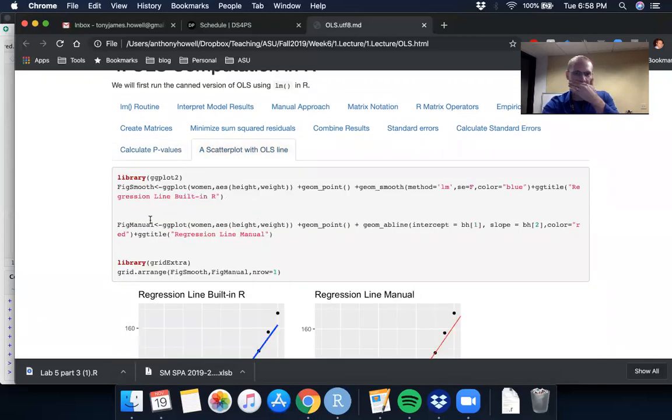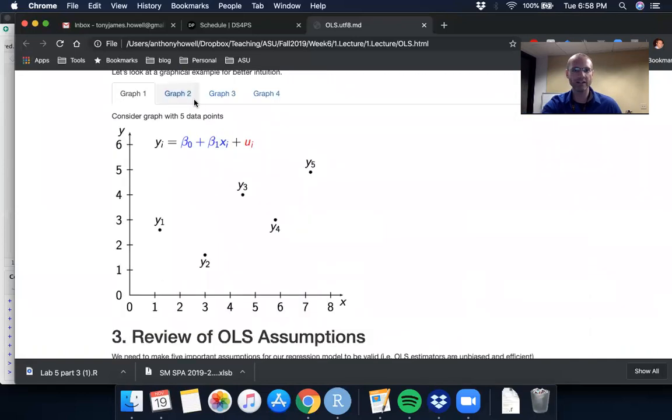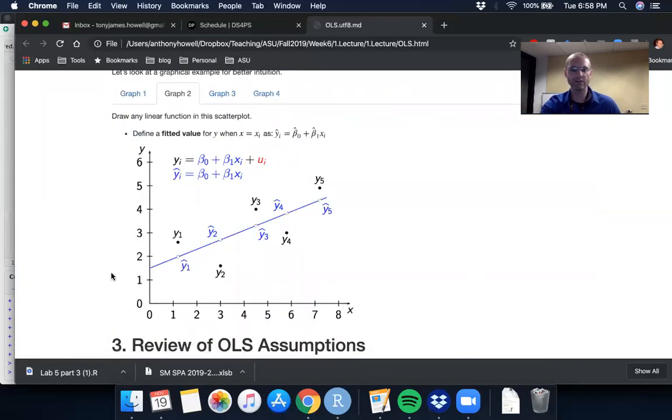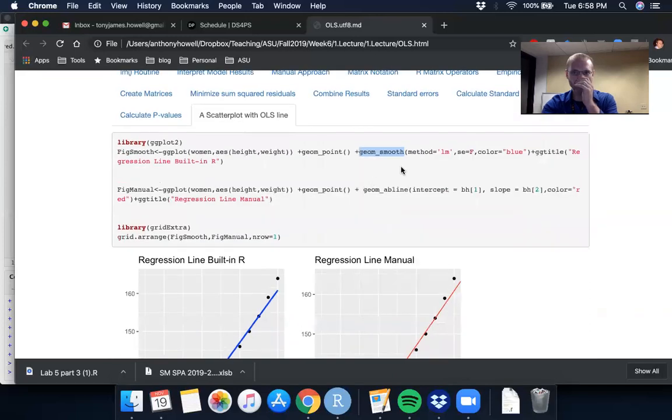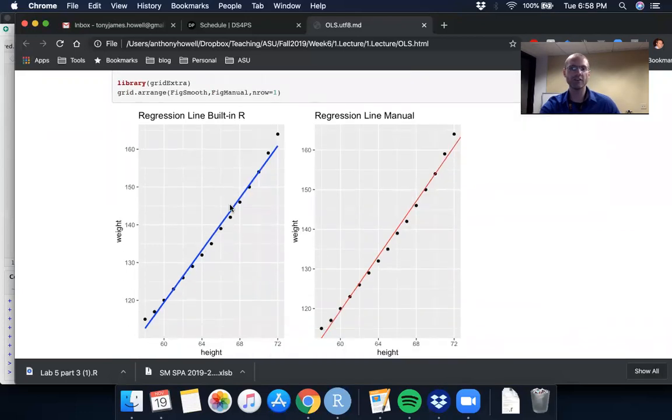We can use the scatter plot. If we just do ggplot and we plot height versus weight, and we can use the geom smooth to create the linear regression model. If you remember from the graphical example, we just did this as well. So in R, we use this geom smooth to do the same thing, and we have the method of LM, and it will automatically run the regression line for you. This is the built-in R function.